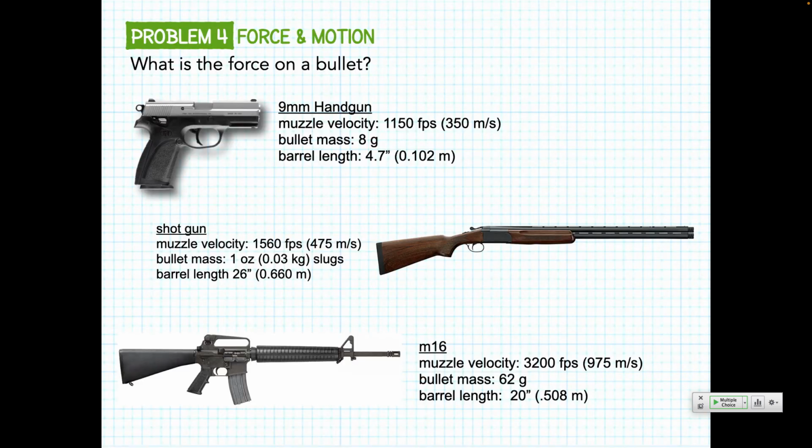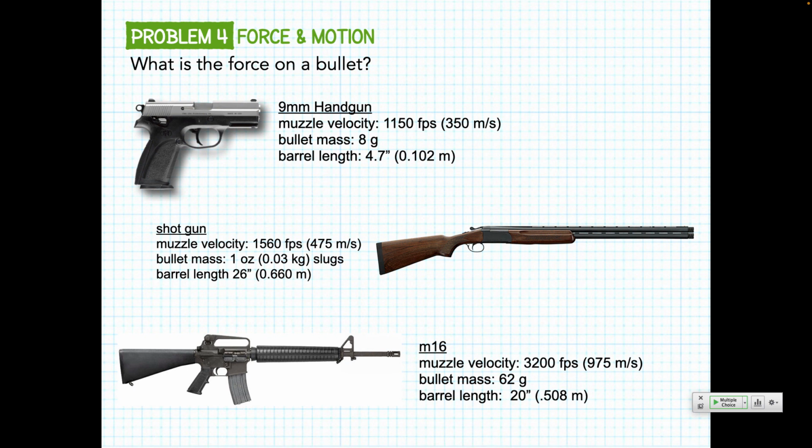So let's talk about force and motion. We're going to do a problem. I'm going to give you guys, so which gun would you like to do? We're not going to do all 3. What's your favorite gun? Assault rifle. Which one? Assault rifle. Okay, great. Let's start with the assault rifle.